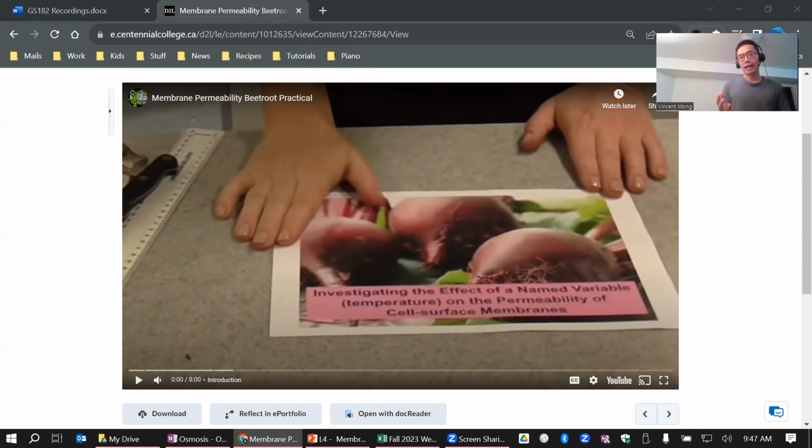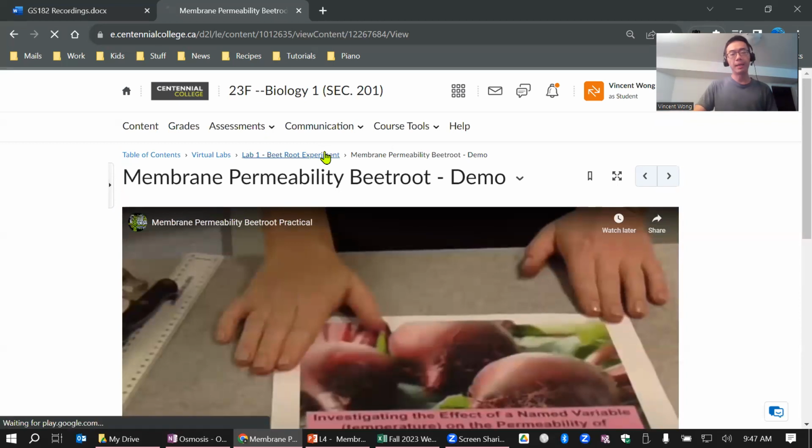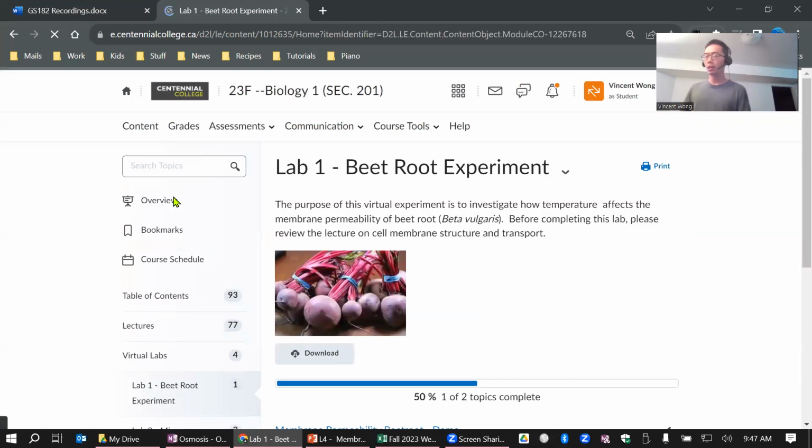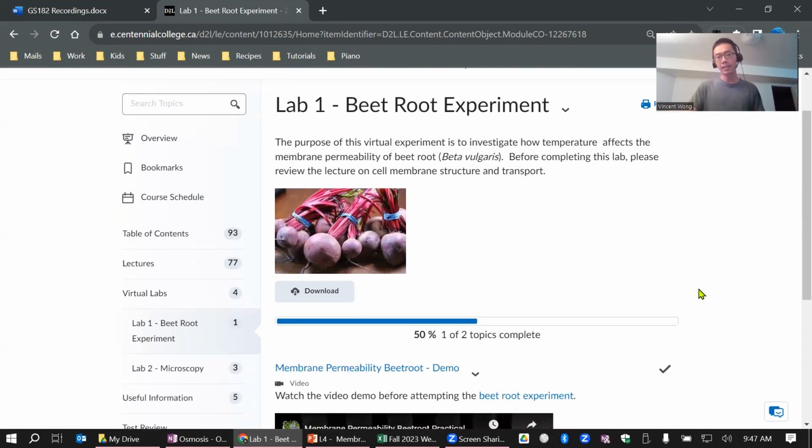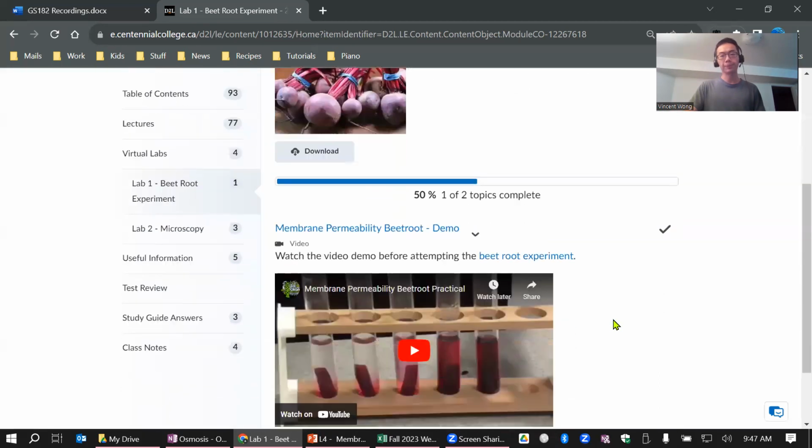The purpose of the lab is to examine the effects of temperature on the membrane permeability. In other words, if you make it hotter or if you make it cooler, is that going to affect how leaky the cell membrane is going to be? That's basically what the lab is about. So you watch that.